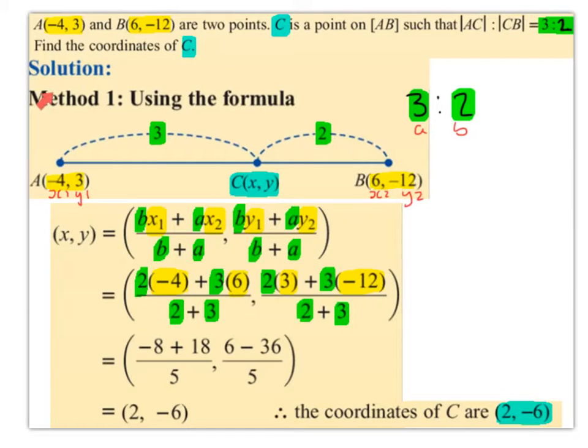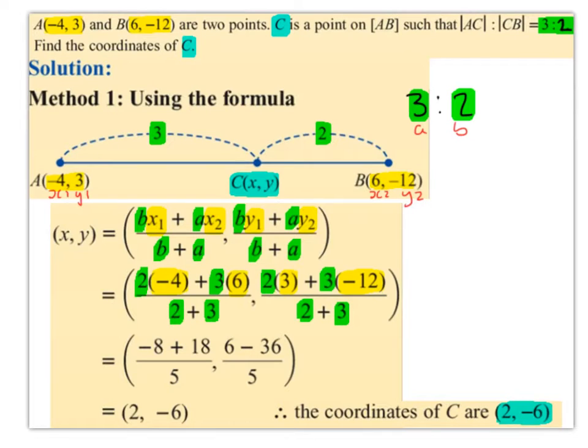So method 1 is to use the formula, and what we're going to do is draw out the line so we can see what we're talking about. So this is the point A, this is the line, this is the point B. So A is the point (minus 4, 3), which we label as x1, y1. B is the point (6, minus 12), which we label x2, y2. We know that it's in the ratio of 3 to 2, so 3 is the a, 2 is the b. So it's in the ratio of 3 parts to 2 parts. So we're trying to find this point C, this unknown point.